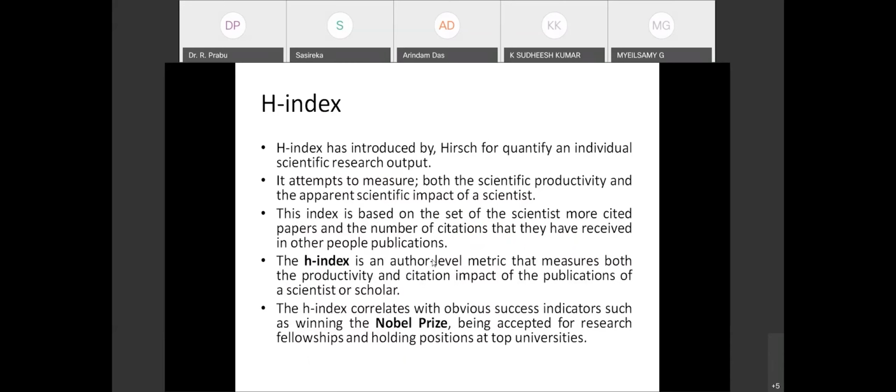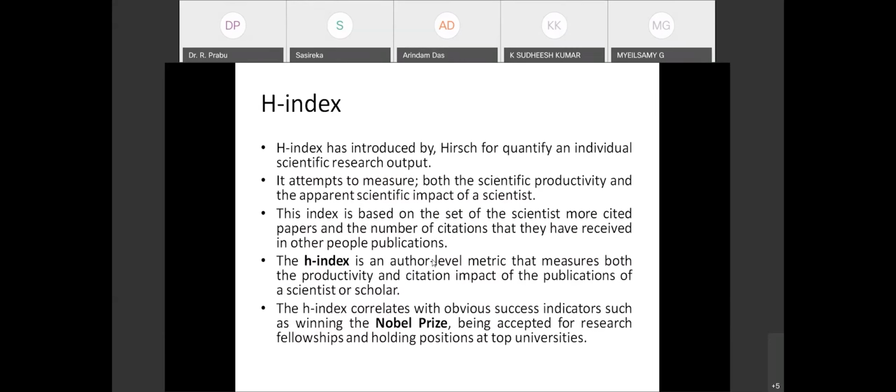This index is based on the set of the scientist's most cited papers and the number of citations that they have received in other people's publications. The H index is an author-level metric that measures both the productivity and the citation impact of the publications of a scientist or scholar.